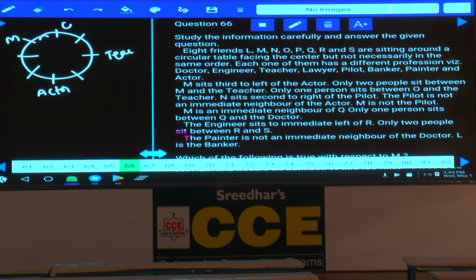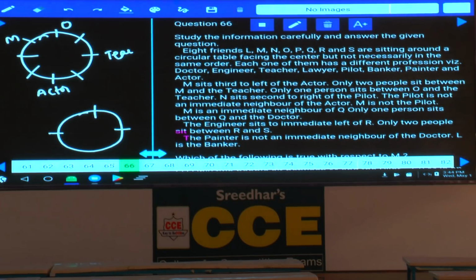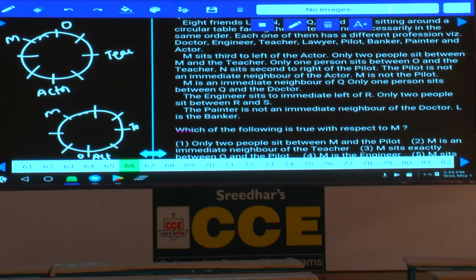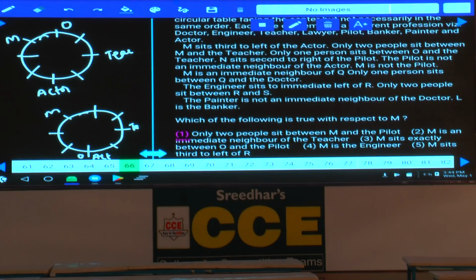Hence O can be opposite to the actor, or O is the actor. Hence two different possibilities. 1, 2, 3, 4, 5, 6, 7, 8, out of which actor is here, and M is at this place, and teacher is here, and O himself is the actor. Then M sits to the left of the actor. Only two people sit between M and the teacher. Only one person sits between O and the teacher.